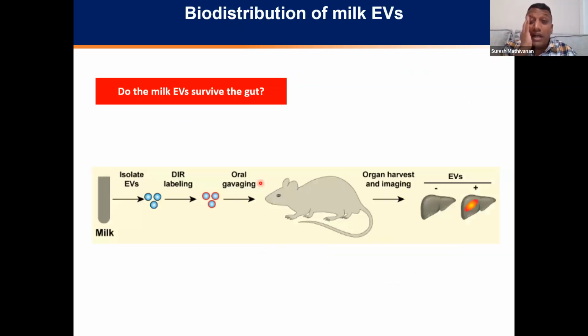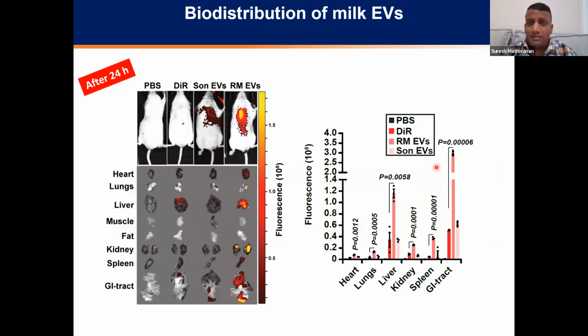So then we asked the question, can these EVs survive the gut? What we did is we took the milk EVs, labeled them with a lipophilic dye called DiR, and then orally gavaged them into the mice. We wanted to mimic someone drinking milk, so we gave physiologically relevant dosages to the mice, and then wanted to check if these EVs can survive the gut and reach other organs, and visualize them.